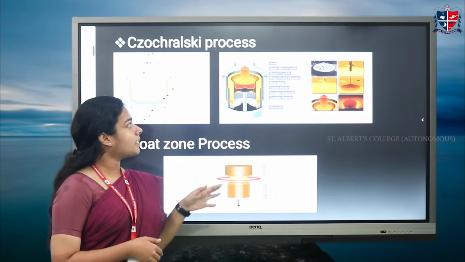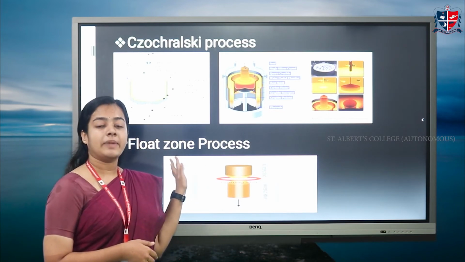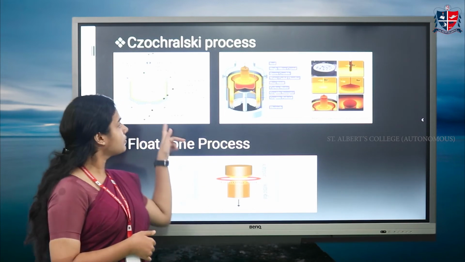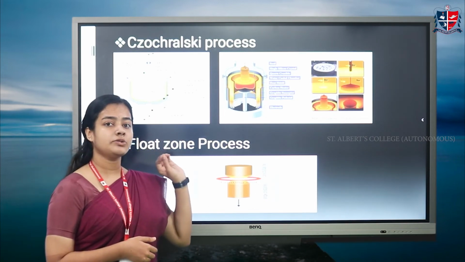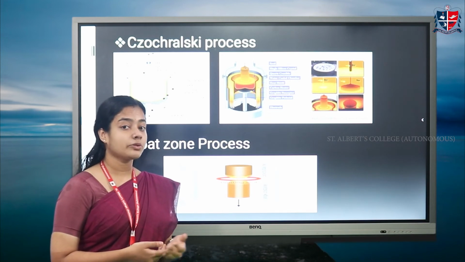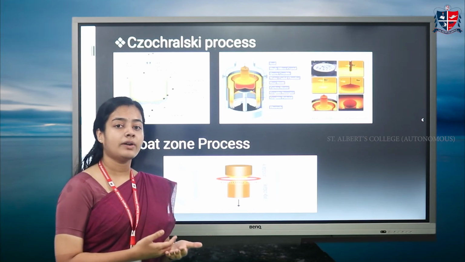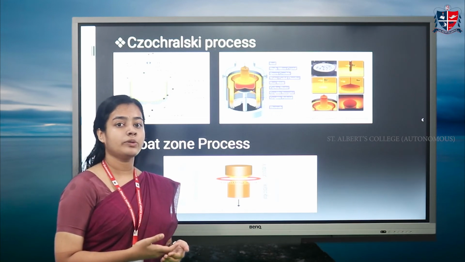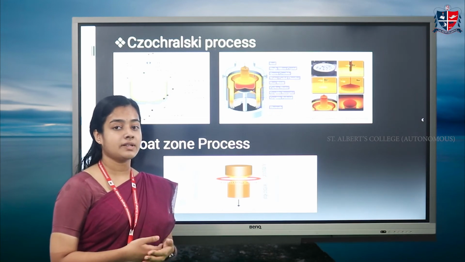But there are some disadvantages for this method, because this is a slow process, and this crucible needs to sustain that much high temperature, right? Otherwise, this crucible will melt and come in contact with this EGS, so more impurity will be added because of this. So there are some disadvantages for this Czochralski process.